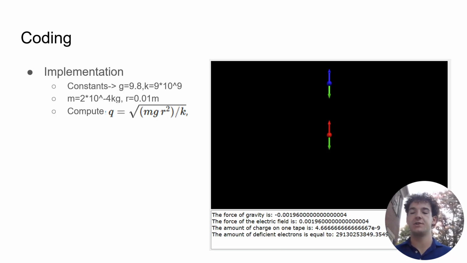Here's our coding implementation. We built it in Python. We created two spheres to represent the tapes and arrows to show the forces of gravity and electric field. And then let the program calculate the charge needed for balance. So we just set them opposite each other and it balanced it out basically. The constants we used matched our experimental setup: G, K, the mass, and the distance. And the code gave us the exact same result as our hand calculation, which is pretty crazy. It also estimated that this corresponds roughly to 2.9 times 10 to the 10th missing electrons, which really shows how even losing a tiny fraction of electrons creates noticeable forces.